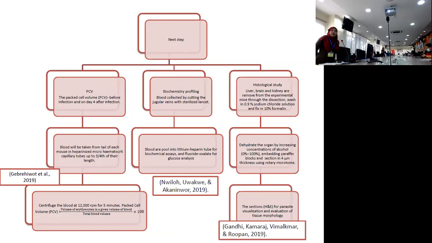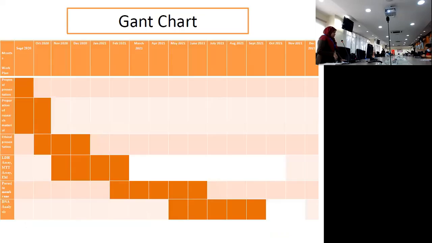So the next step, I'm going to measure the PCV, the packed cell volume, before infection and on day 4 of the infection, and biochemistry profiling. For biochemistry, the lipid profile and liver function test, and a histology study. I'm going to take the liver, brain, and kidney. That's all. Thank you.